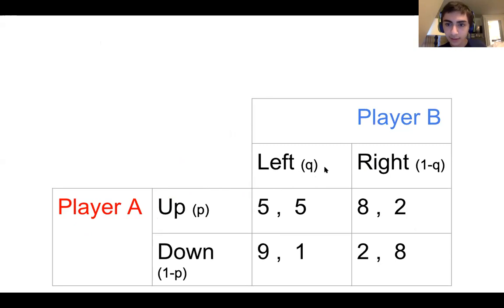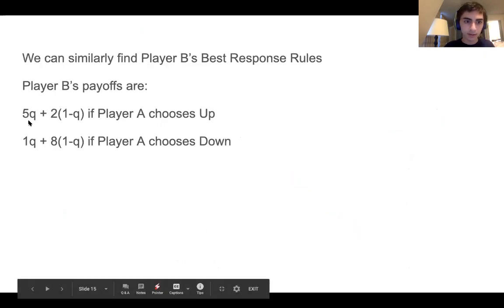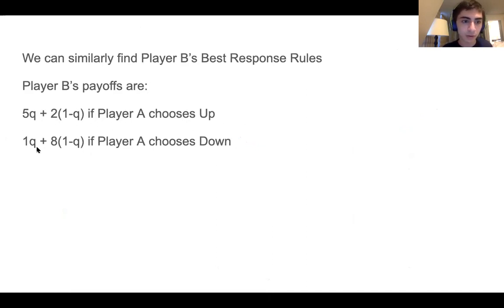So that means that with Q chance, if player A goes up, player B will get 5. And with 1 minus Q chance, if player A goes up, player B will get 2. Similarly, if player A necessarily goes down, player B will choose left with Q chance, getting a payoff of 1, and right with 1 minus Q chance, which will net a payoff of 8. So player B's payoffs are then 5Q plus 2 times 1 minus Q if player A chooses up, and 1Q plus 8 times 1 minus Q if player A chooses down. Does everybody understand how we got those numbers?